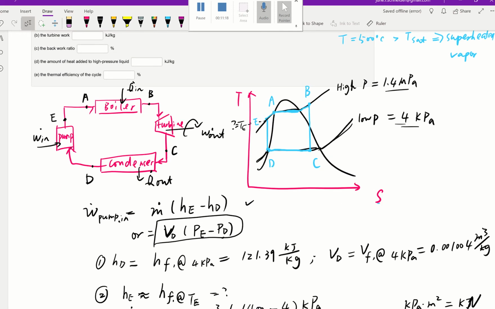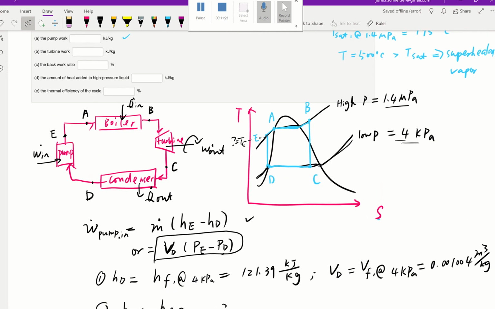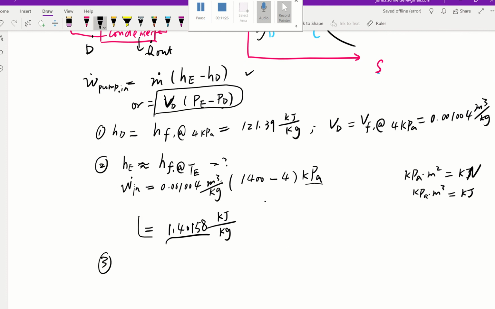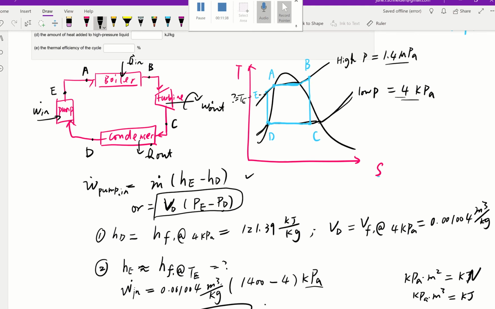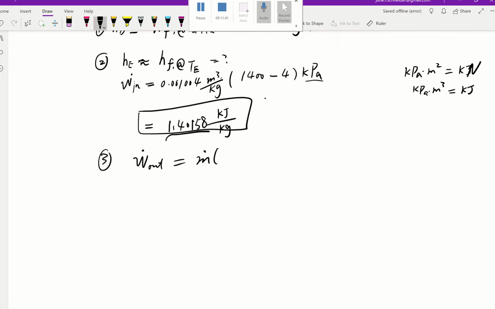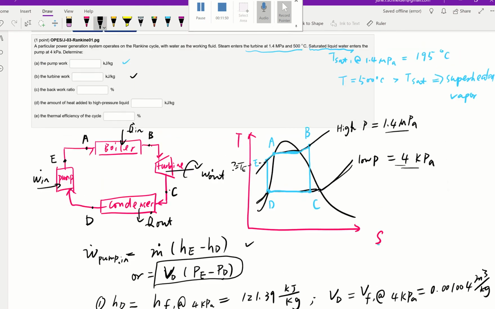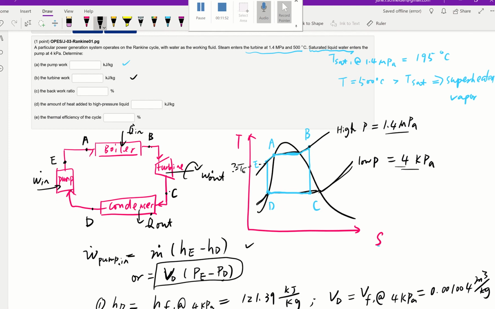Now the next problem we want to figure out is what is the turbine work. Turbine work is going to have a different formula. The turbine generates work out. That's going to be mass flow rate times the initial enthalpy, which is HB, minus HC. Now let's think about it. HB is the enthalpy at B. We already know B is at a superheated vapor state. Then we can go to the corresponding table to find the enthalpy at that condition.